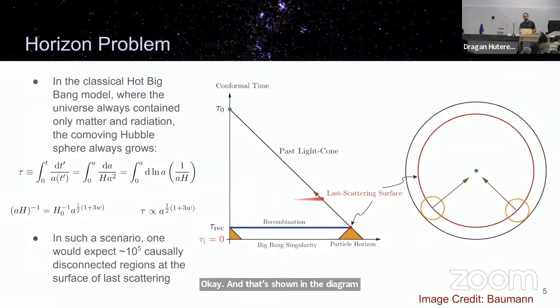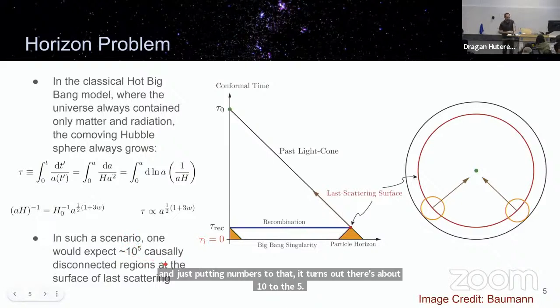So this is basically unfolding this conformal diagram. This red line is the surface of last scattering, and the black line is where the singularity occurs in time. Remember, the singularity is a singularity in time, not in space, so that's why it appears as a sphere here. And so from that singularity, the maximum distance over which things could have traveled is just given by the radius up to the surface of last scattering, and you get many causally disconnected regions. So different regions in the CMB sky should have been set with totally different initial conditions. And just putting numbers to that, it turns out there are about 10 to the 5 such causally disconnected regions in the standard hot Big Bang scenario.